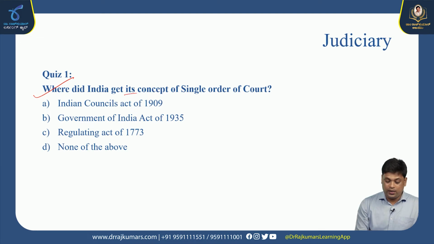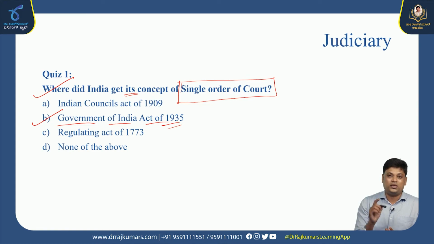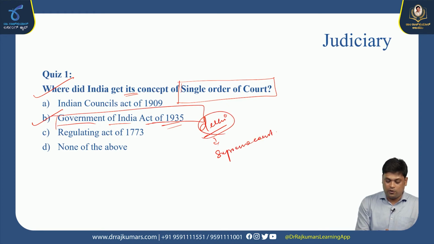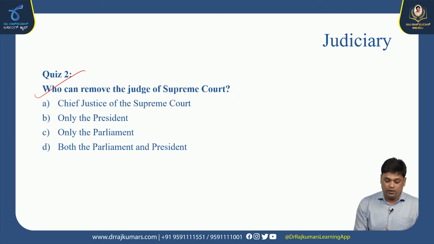Where did India get its concept of a single order of courts? Earlier, we did have Supreme Courts, but only in the presidencies. But later on, based on the Government of India Act 1935, the single order of court was established in the region of Delhi, which we now call the Supreme Court. So, as per the Government of India Act 1935, India gets its concept of what? Single order of court.